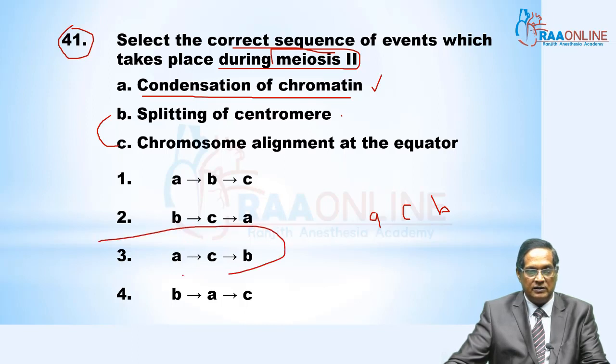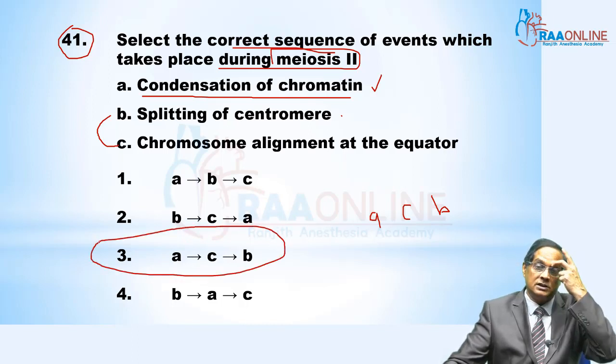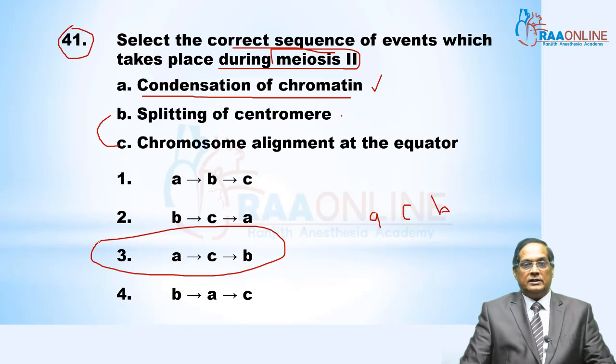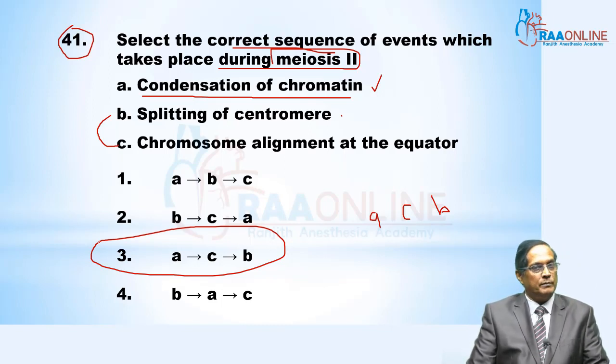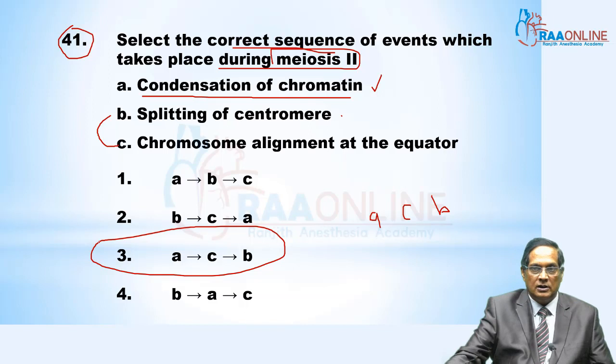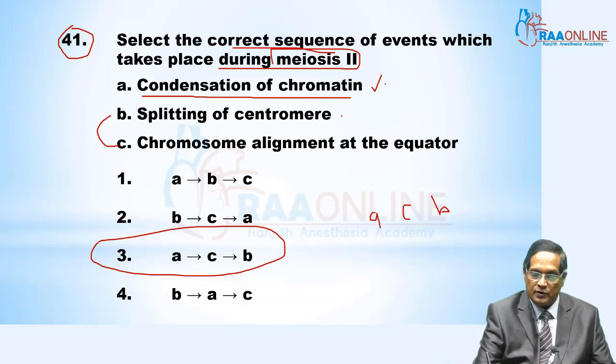A, C, B. The condensation takes place in prophase 2, then chromosomal alignment at the equator, that is at metaphase 2, and according to sequence, prophase is followed by metaphase, then anaphase. So this is the event of prophase 2. This is the event of prophase 2.